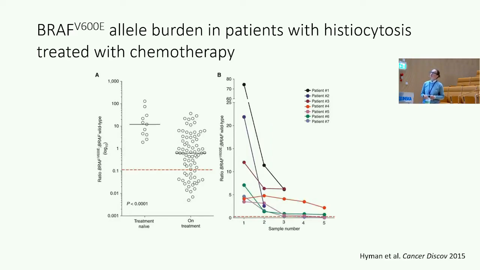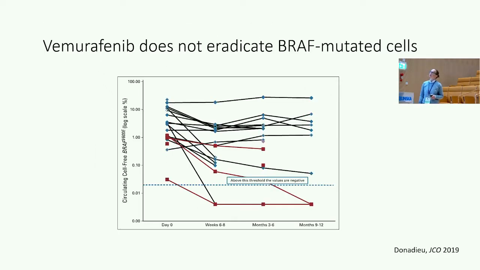What happens if you give chemotherapy? And I think this is urine, but nevertheless, this is before treatment and this is after treatment. Same here, you can see that in most of these patients, after chemotherapy, you have a drop in the allele frequency of the mutation. So chemotherapy somehow removes the BRAF allele. With vemurafenib, this is not the case.